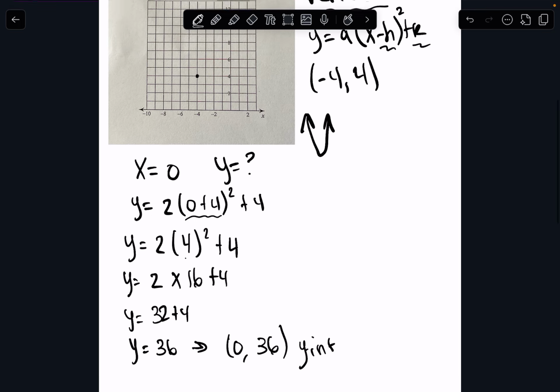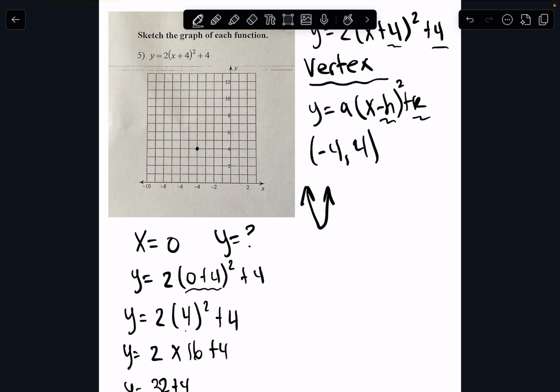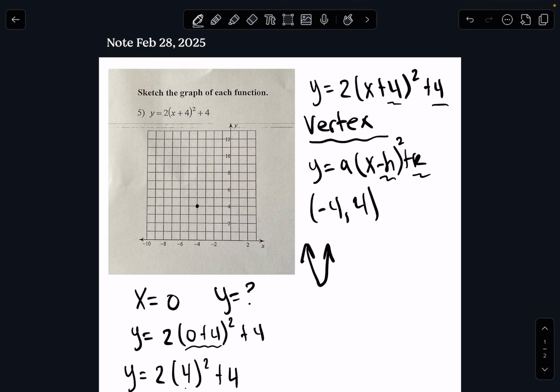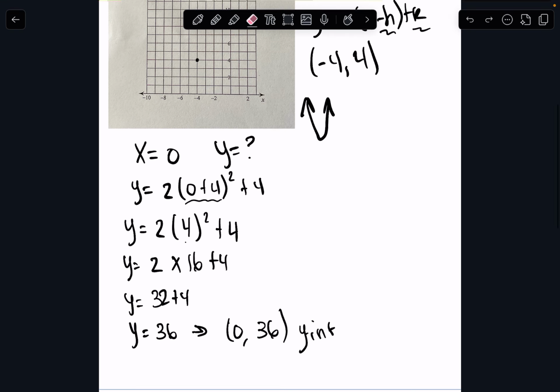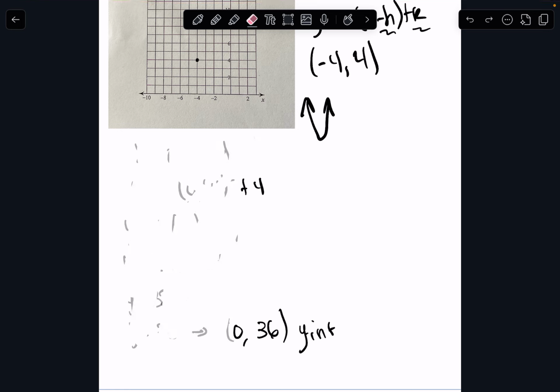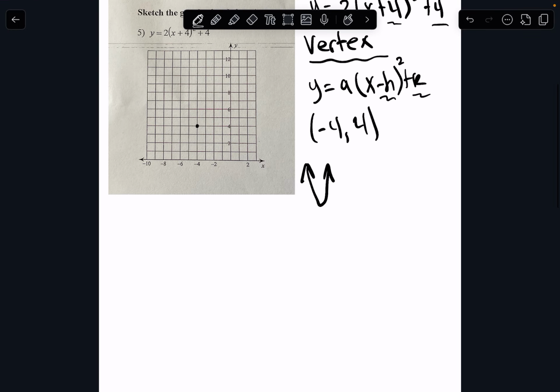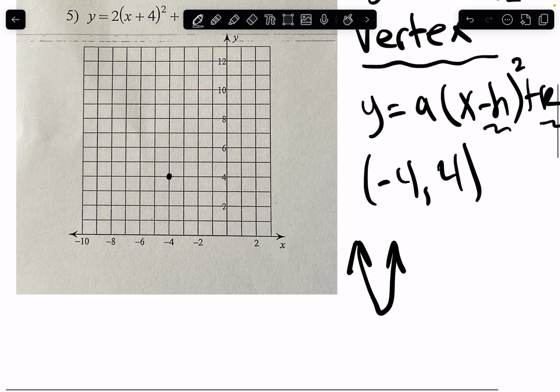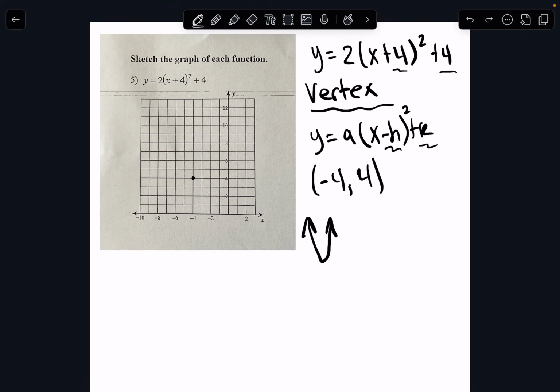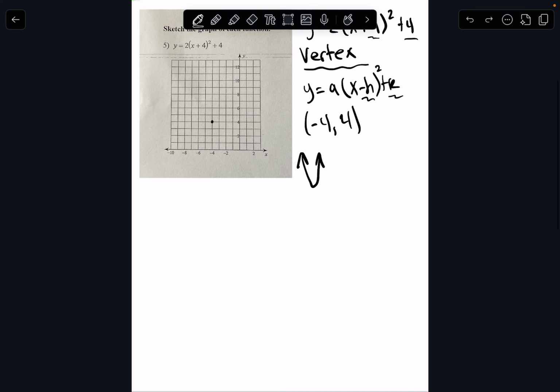So let's take a look at our graph. We have 0, 36. If we look at our graph, 0, 36 is going to be way up here somewhere, and we don't even have that on our graph. So I'm not going to plot that point. Instead, I'm going to look for one that's a little bit closer to the vertex that we can actually plot. So let's go ahead and erase here, and let's take a look at a different coordinate. Maybe instead, let's look right here on this line where 3 is. Maybe there's a point that's a little bit closer and we can actually plot here. So let's assume x is equal to negative 3.